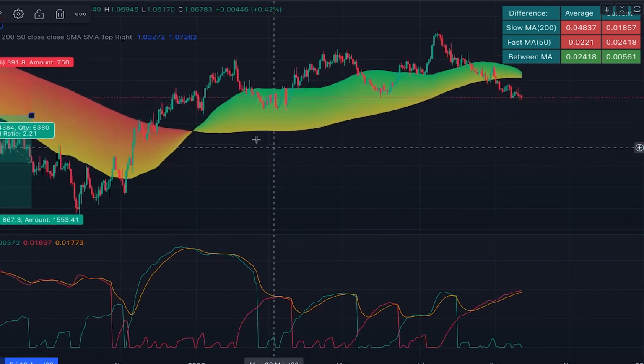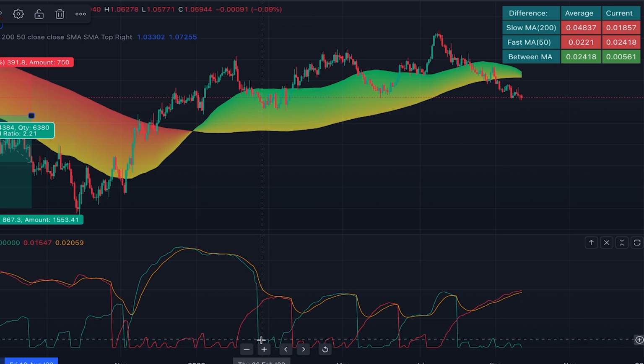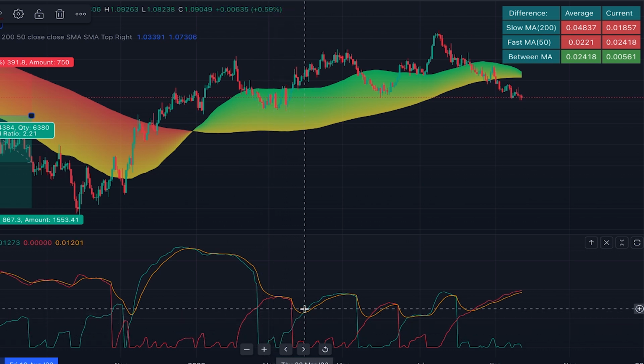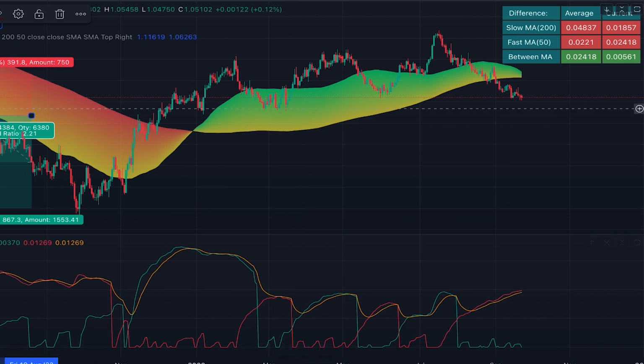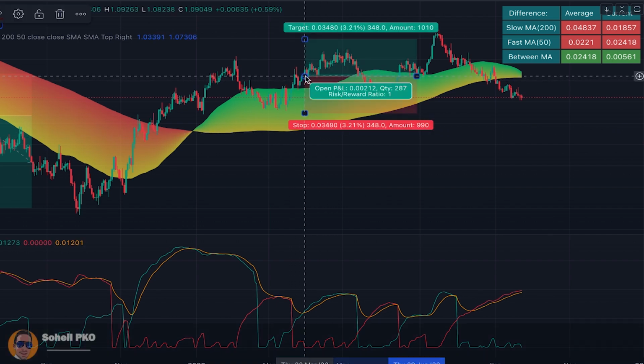Here the band is green, so we must look for long position opportunities. We wait for the green line to go below the red line, and then we wait for the green line to cross back above the red line and then the orange line. So here the signal is confirmed and we could enter a long position based on this signal on the opening price of this candle, and we continue like this.